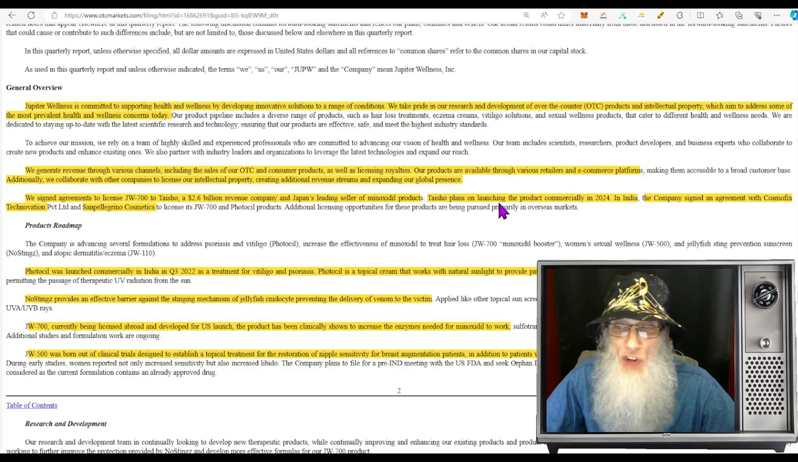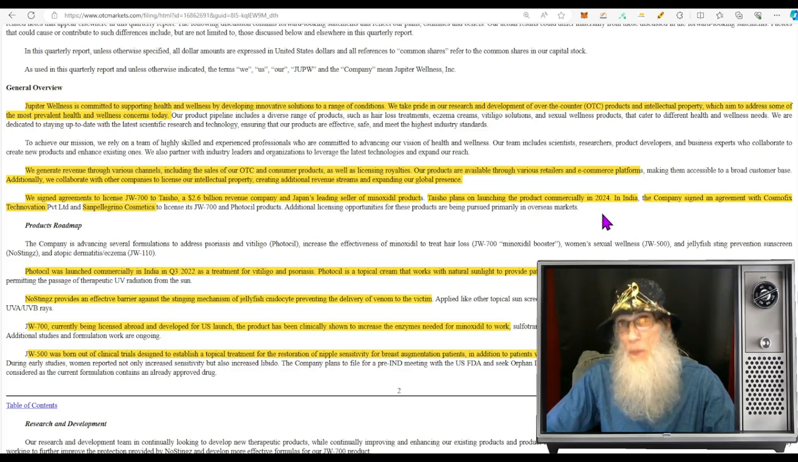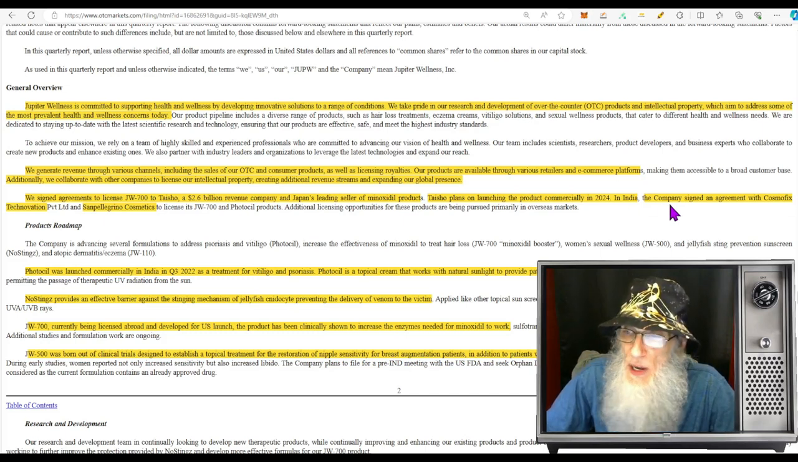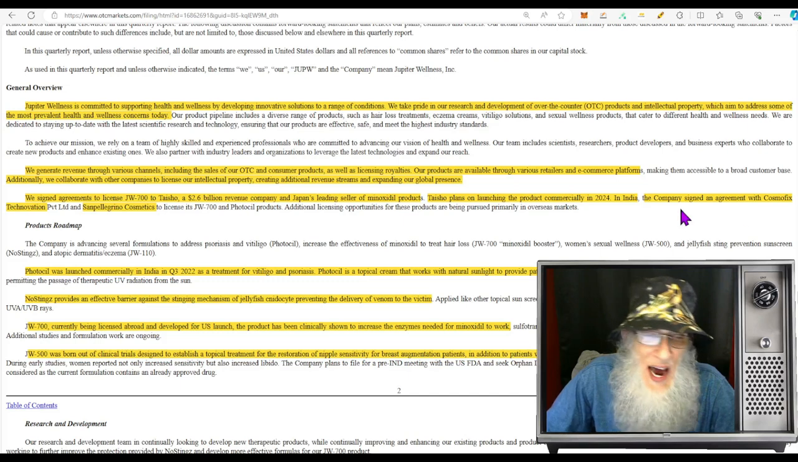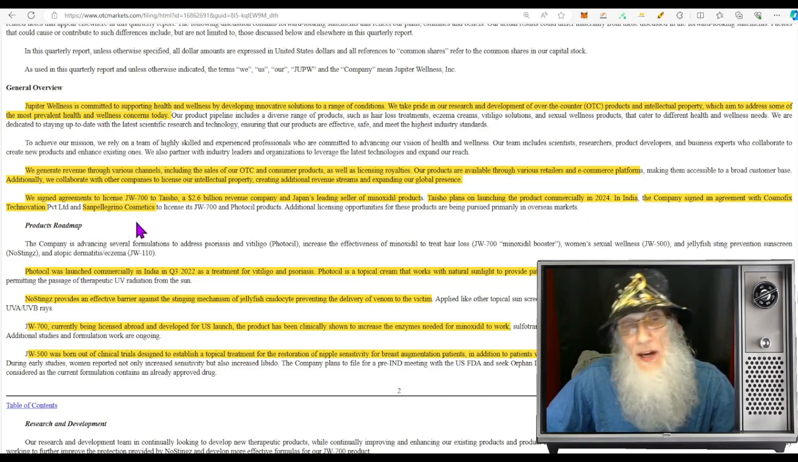Taisho plans on launching the product commercially in 2024 in India. Folks, do you realize, I do believe I'm correct here, that India is now the largest populated country in the world, larger than China. After this COVID situation, it seems that is the case. The company has also signed an agreement with CosmoFix Technovation and Sampo Greeno Cosmetics.